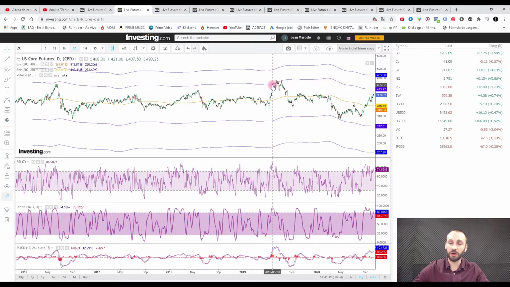On the 28th of May, the 12th of June, and the 9th of July, the price came down until 347. So all the time the price approaches the envelope of 20%, it's a very good moment to sell your crop. Let's see another moment.